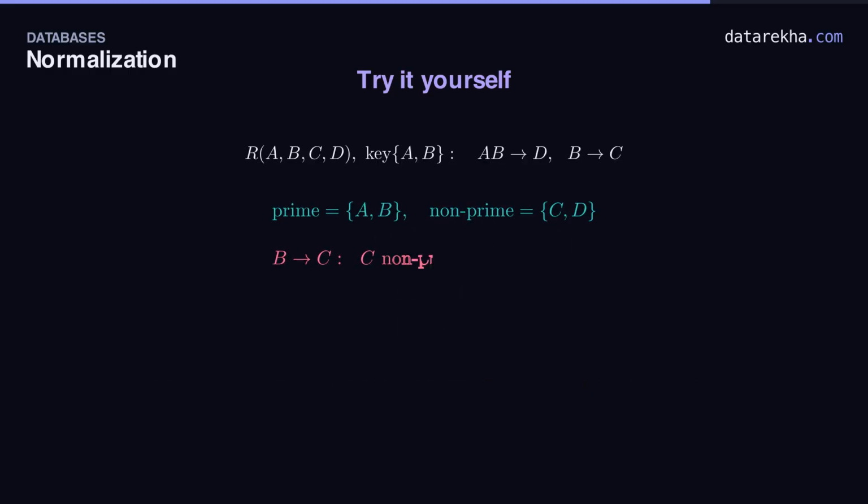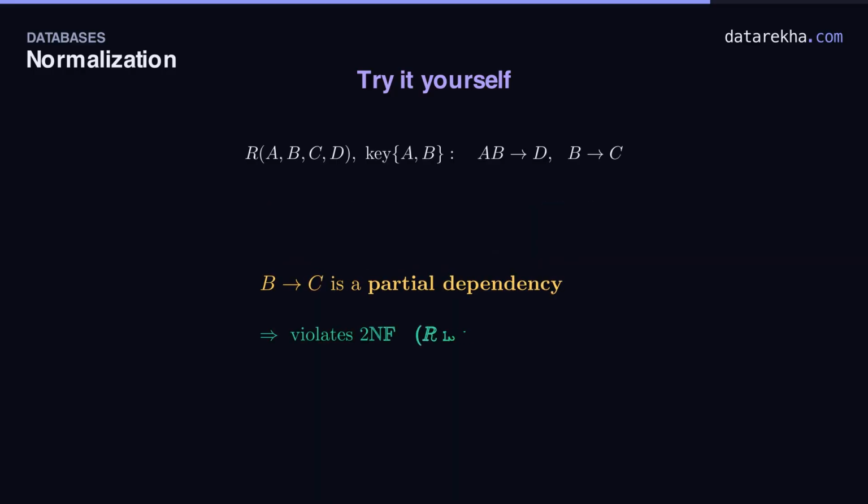The key is A and B, so A and B are prime, while C and D are non-prime. Now look at B determines C. B is only half the composite key, and C is non-prime, a non-key column leaning on part of the key. That's the exact signature of a partial dependency. So B determines C is a partial dependency, and it breaks second normal form. R is in first normal form but not second. If you spotted that, partial, not transitive, you've truly got it.